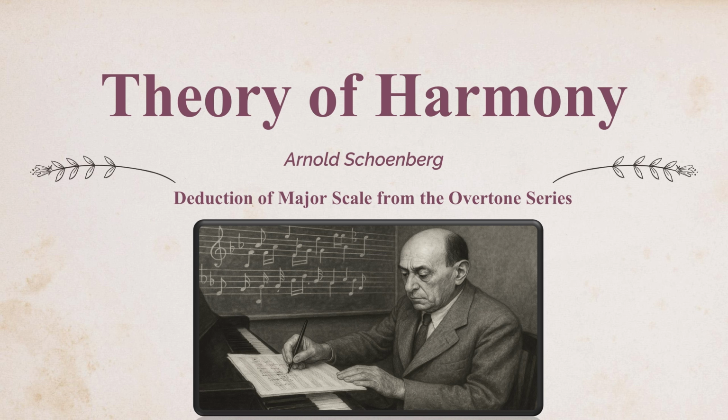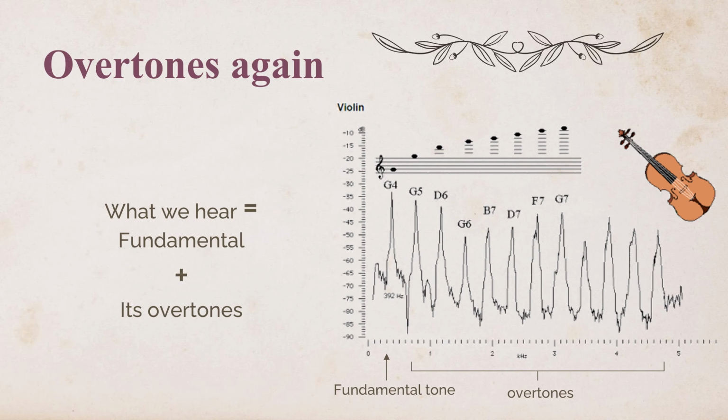This is episode 2 of our series on Schoenberg's theory of harmony, and today's topic is deduction of major scale from the overtone series. Sounds fancy, right? Don't worry, we'll break it down together. Last time, we looked at how Schoenberg deduced consonant and dissonant intervals from the overtone series. This time, we're picking up right where we left off, with those magical overtones again.